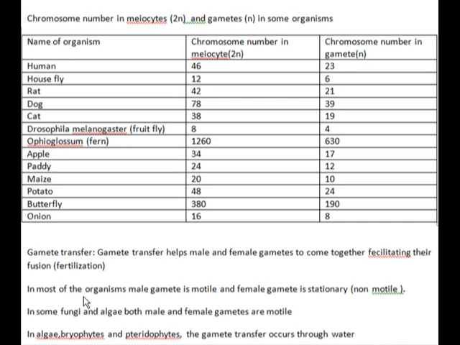In most of the organisms, male gamete is motile or moving and female gamete is stationary or non-motile. In some fungi and algae, both male and female gametes may be motile or moving. In algae, bryophytes and pteridophytes, gamete transfer usually occurs through the medium of water. So water is the usual medium of gamete transfer in lower plants up to pteridophytes.